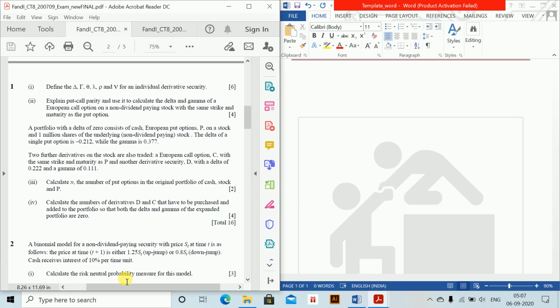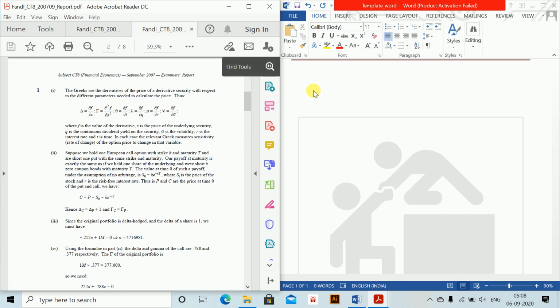Greeks. We'll do Greeks and some portion of derivatives in this first question. This is a 16 mark question covering most of the parts. Define delta, gamma, theta, lambda, rho and nu for an individual derivative security. So first let's do the first part. Greeks are, let's define question 1, part 1.